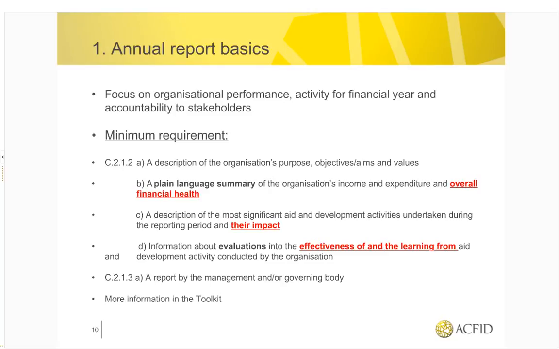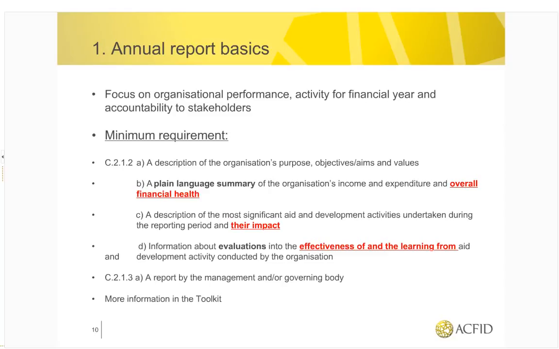Number C is talking about another reporting requirement, which is just listing out the significant aid and development activities. Again, this is just about always present in every annual report, so it's basically saying what are the main things you did over the year. Probably the thing just to mention is to make sure that that section also covers the impacts of what you've done.